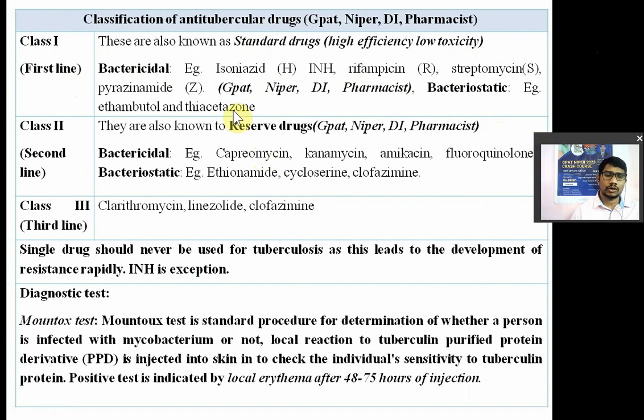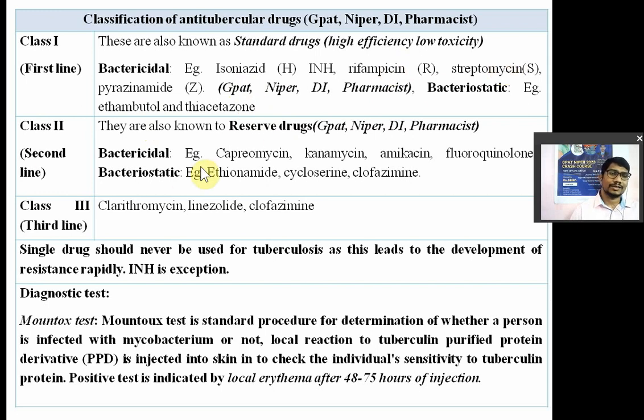So remember thioacetazone has a metallic taste in the mouth. That is an adverse effect. Ethambutol has optic neuropathy. Isoniazid has peripheral neuropathy and hepatotoxicity. Rifampicin has orange coloration of urine. Streptomycin has neurotoxicity and hepatotoxicity.